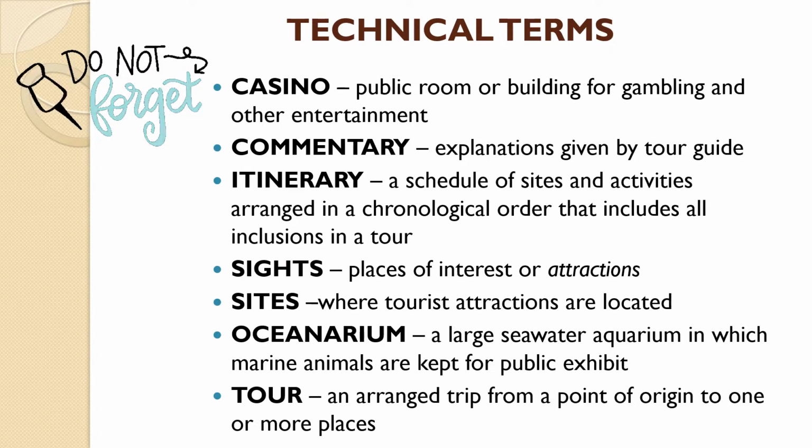Casino. It means a public room or building for gambling and other entertainment. Commentary. These are the explanations given by the tour guide. Itinerary. A schedule of sites and activities arranged in chronological order that includes all inclusions in a tour. Sights. Places of interest or attractions. Sites. This is where tourist attractions are located.